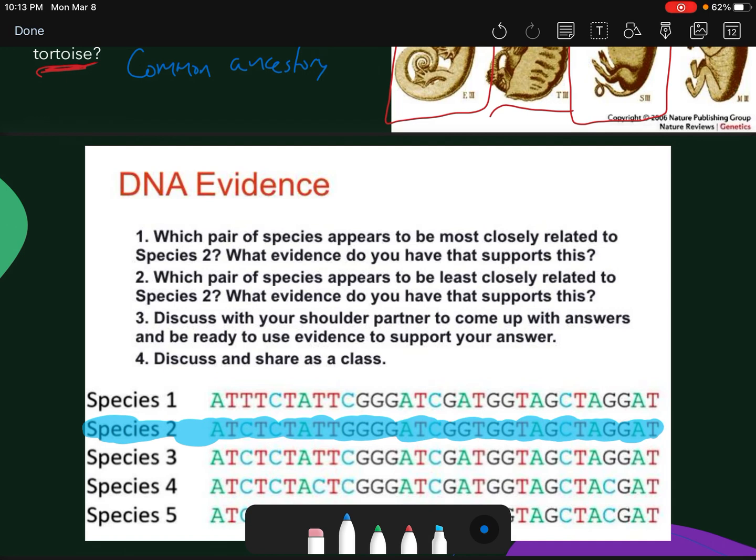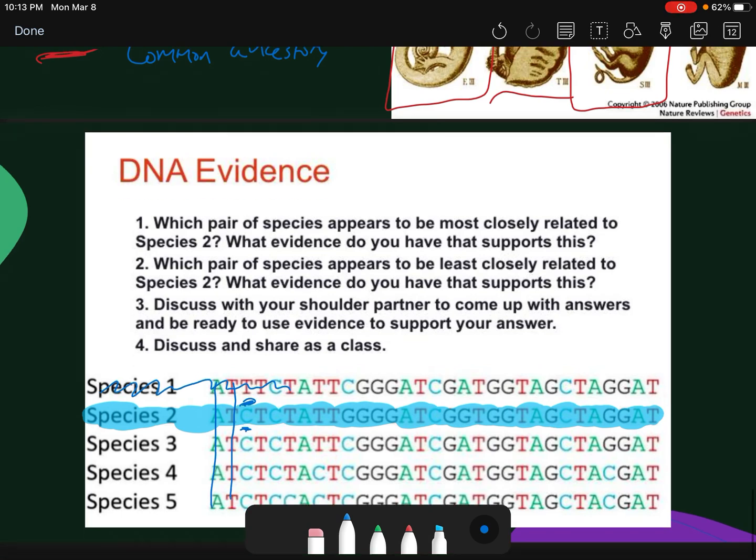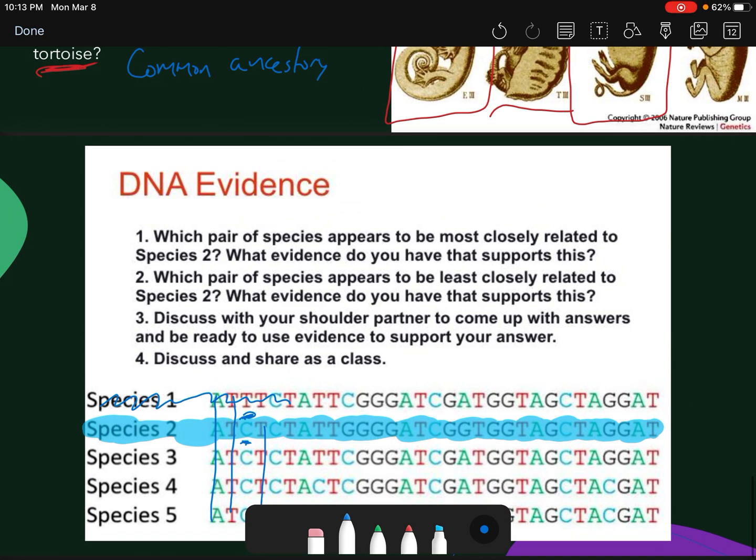Alright, now when we go down the line, we're going to see all A's, all T's, and then all of a sudden we see a T here, but we see C here, C here, C here, and C here in species 2, 3, 4, and 5. So we know right away that species 1 is not going to be as closely related as species 2 is to 3, 4, and 5, because this base pair is different than this. So this base is different than this base. Okay? We're going to keep going.